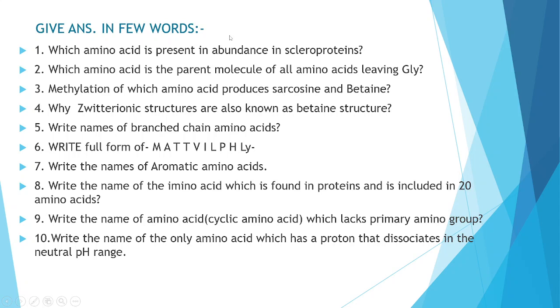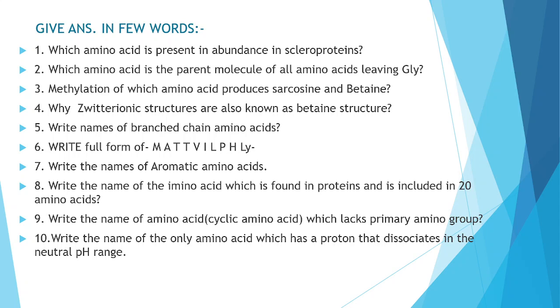नाउ अगेन हम क्वेश्चंस पे आते हैं. क्वेश्चन नंबर 1. Here I have made questions in this manner that you can answer in one word or few words. So first question is, which amino acid is present in abundance in scleroproteins? Which amino acid is the parent molecule of all amino acids, leaving glycine? Methylation of which amino acid produces sarcosine and betaine?